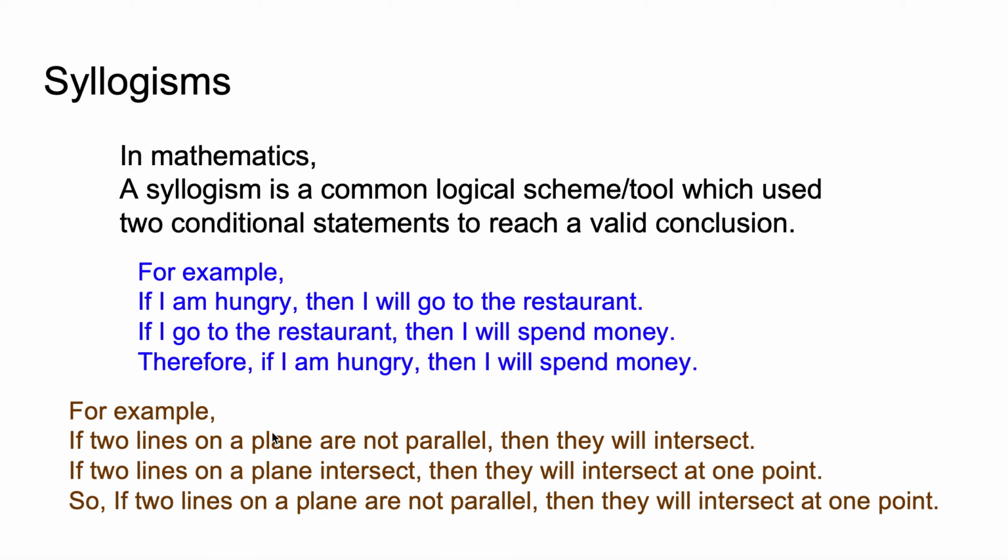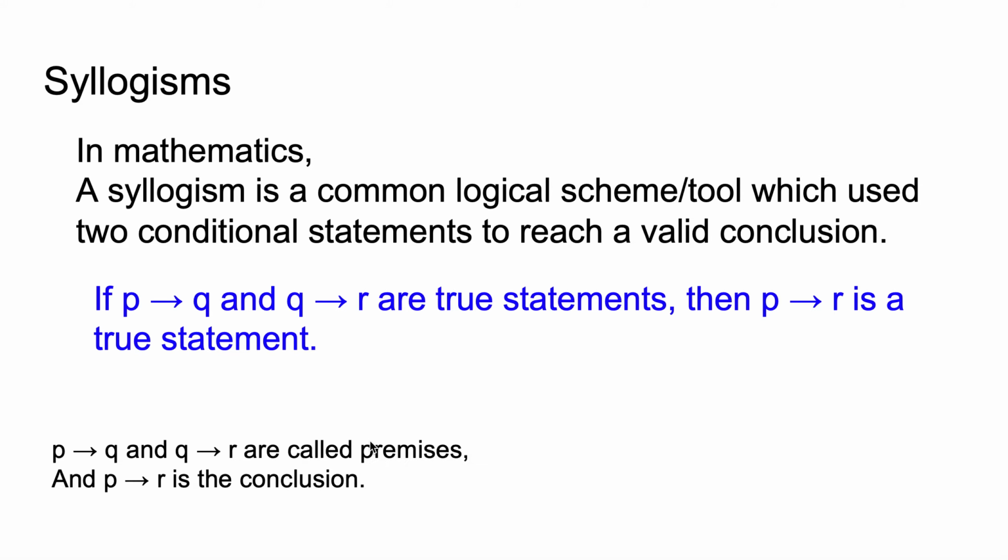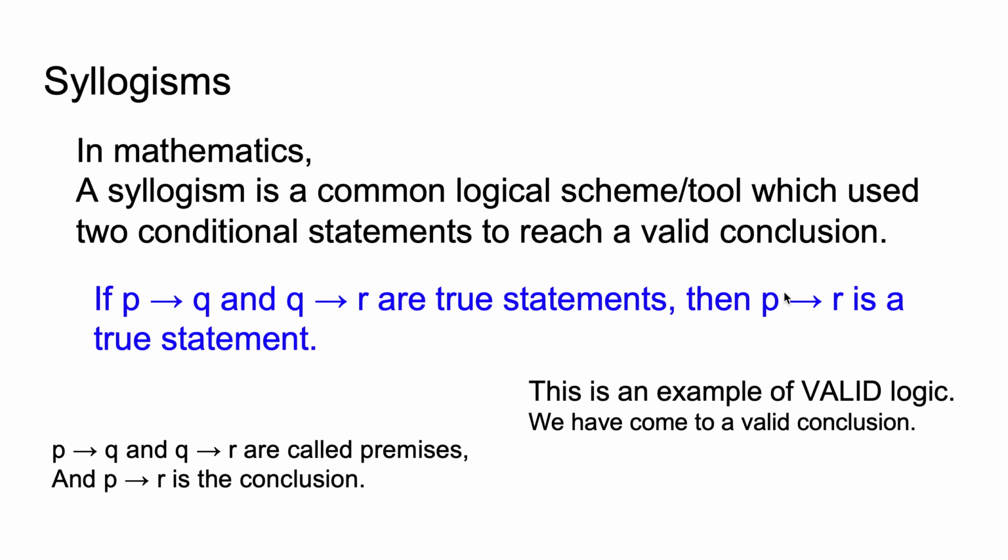So the format is: if P then Q, and if Q then R. If both of those are true, then we can skip the Q's, jump the Q, and say if P, then R. Let me show another example in a minute. Just to remind you, these are called premises. These first two are your premises, and this is your final conclusion here. If you follow this format, you will get a logical conclusion. If you don't, you won't.